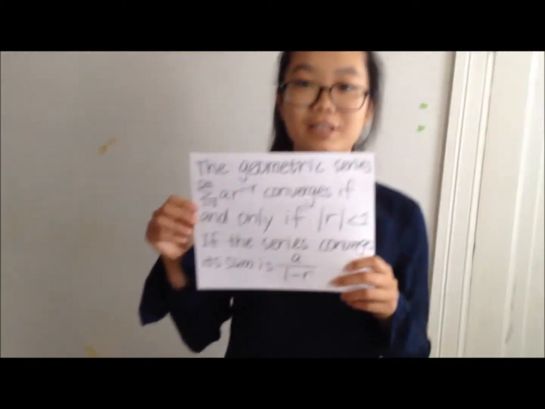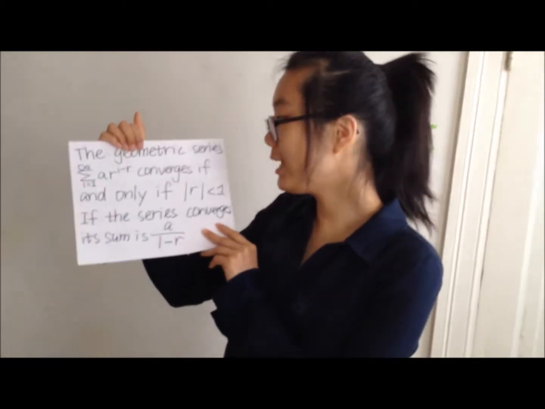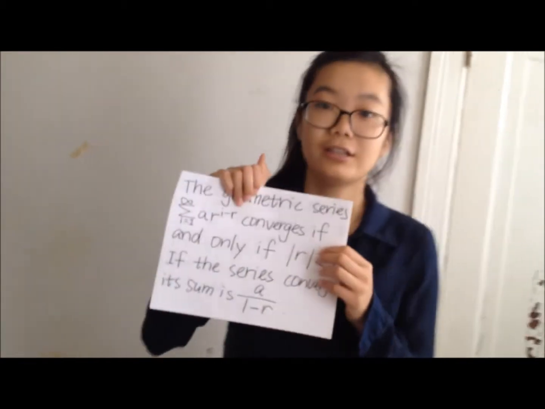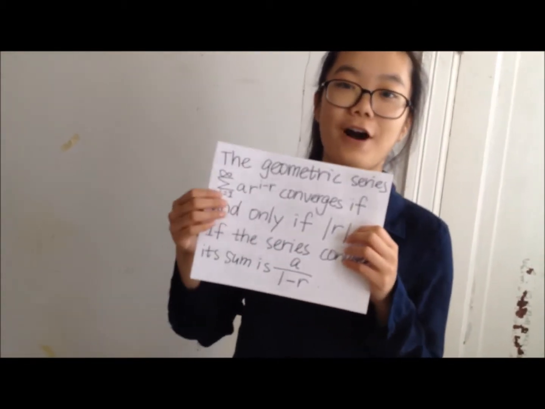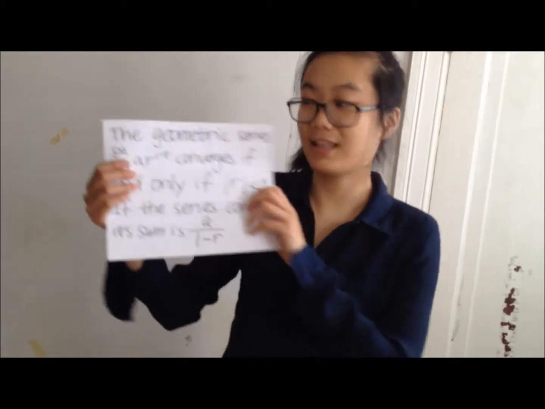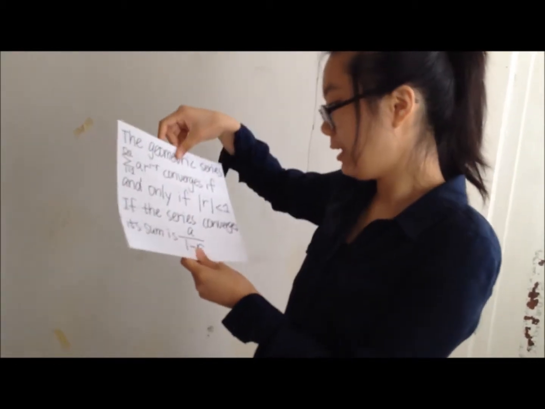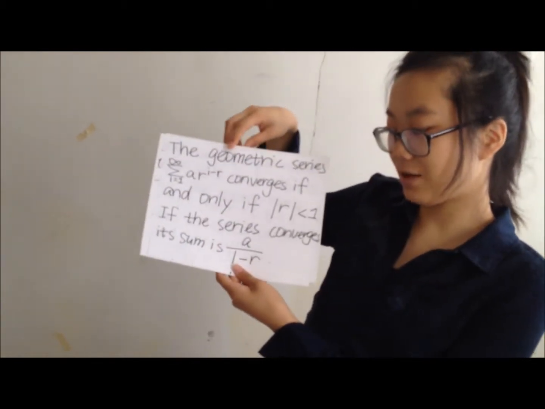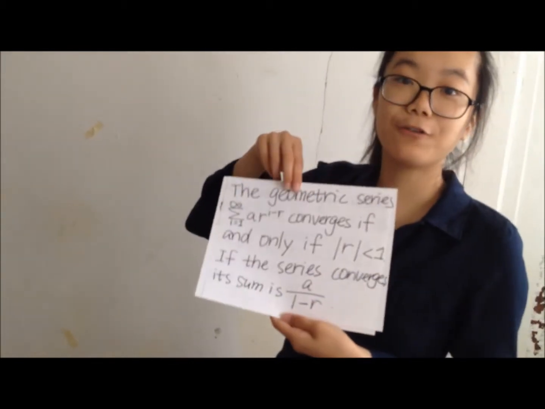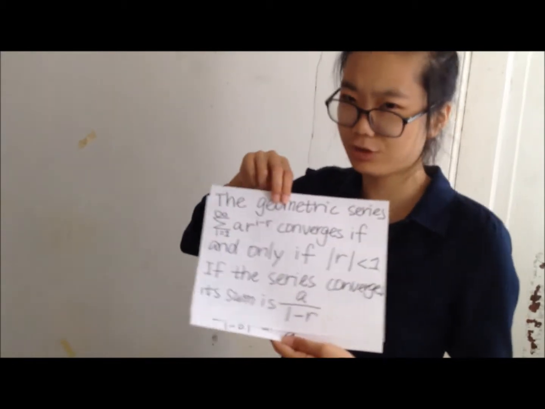Remember, the geometry series converges only if the absolute value of r, which is common ratio, is less than 1, not even equal to 1. And if the series converges, the sum will equal to a over 1 minus r, which is much easier than the other one. Okay.